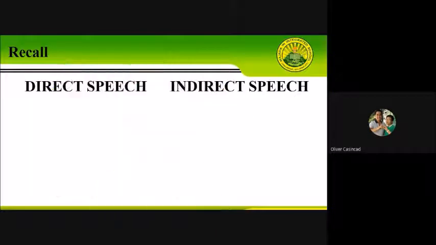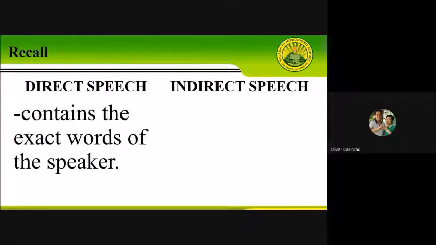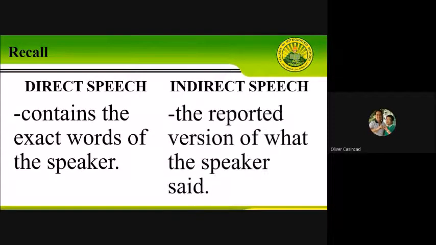Now, to carry on with our discussion, we shall first have a review or recall of what was discussed in the previous video. Now, you have there the two types of speeches. You have the direct and indirect speech. So what is the difference between the two? First, direct speech contains the exact words of the speaker. Indirect speech, on the other hand, is the reported version of what the speaker said or mentioned.